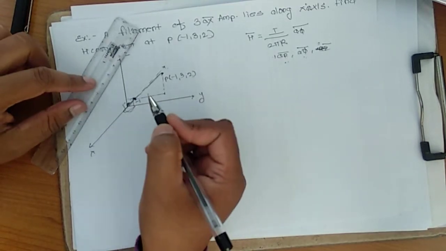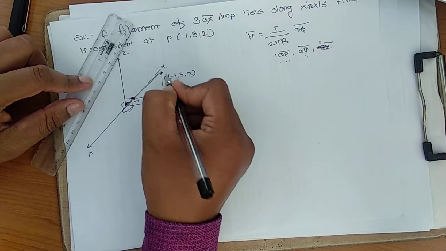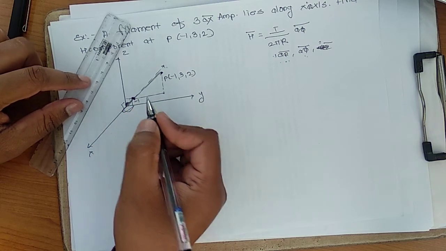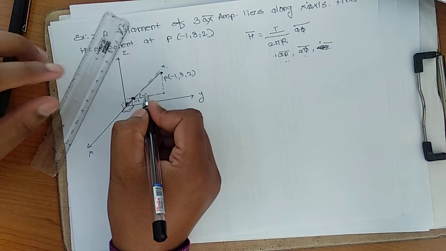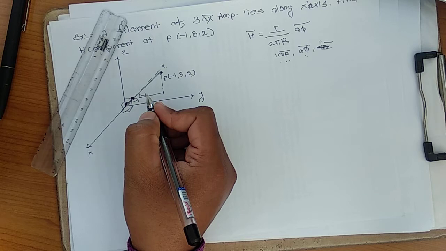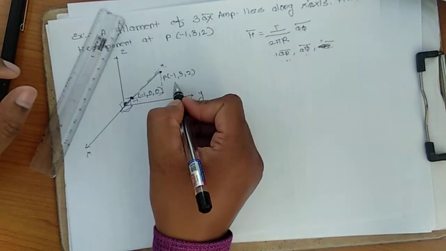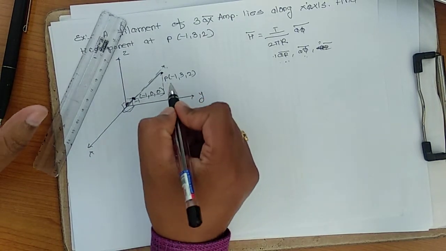So what will be the coordinates if you are putting a perpendicular from the point P to the x-axis? On this point it will be minus 1, the y coordinate will be 0 and the z coordinate will be 0. So if you are putting a perpendicular from any point on any axis, you have to transfer that coordinate.